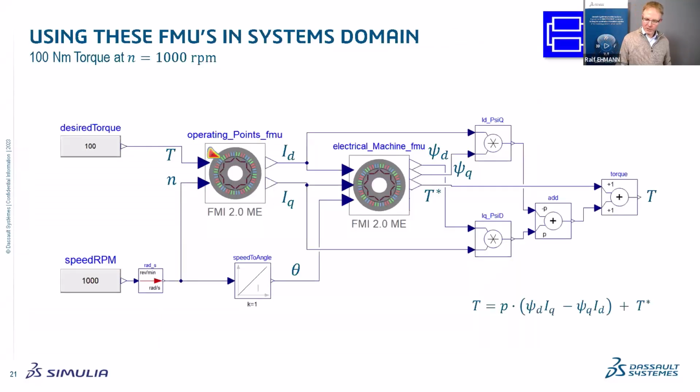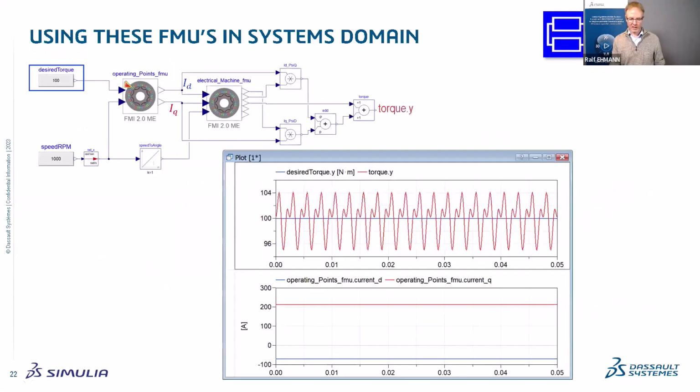Okay. Having this FMU, the simplest thing you can do in the system world is to rebuild what you typically do with an electromagnetic finite element analysis. So maybe do a little bit more. So you ask for a torque at a given speed. The operating regime FMU translates it into the current, ID and IQ, and the behavior FMU generates the torque and the flux of the machine. And so the output of it is torque and flux, as also the electromagnetic analysis will give. And here we see the results.